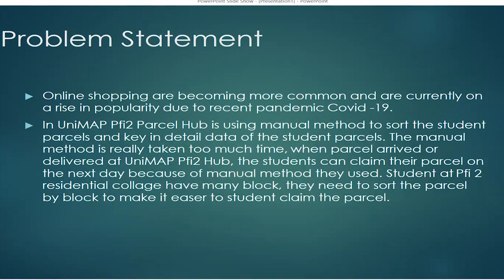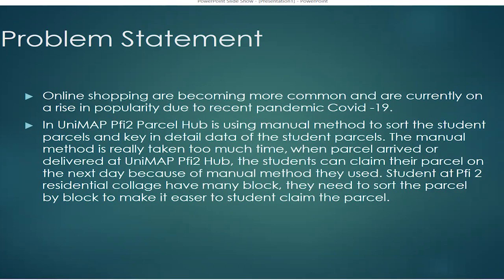So the problem statement is that online shopping is becoming more common and is currently on the rise in popularity due to the recent COVID-19 pandemic. The Unimap PF2 Parcel Hub is using a manual method to sort the student parcels and key in detailed data of the student parcels. The manual method takes too much time when parcels are delivered at Unimap PF2 Hub. Students can only claim their parcel on the next day because of the manual method they use.